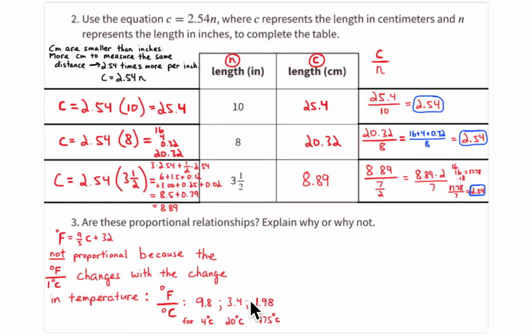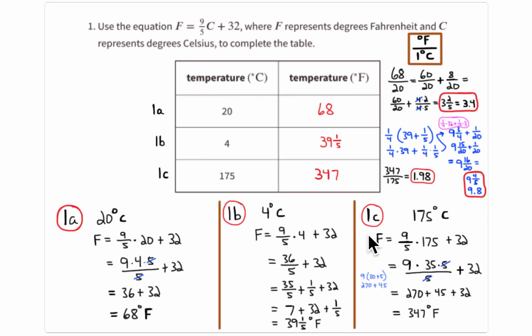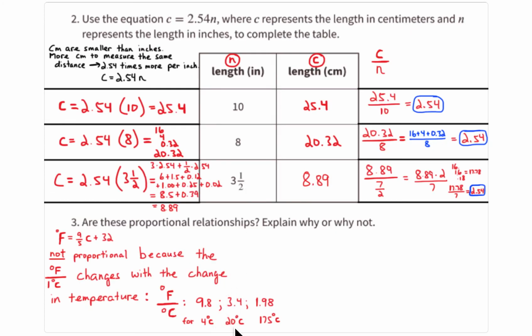So down on this next page, this is the next table. We're going to go through this, but at the bottom of that table, I wrote those 3 temperatures in order, 4, 20, and 175. So here's the 4, 20, 175. And here's the ratio of the number of degrees Fahrenheit to a degree Celsius. So this is 9 8/10 per degree Celsius, 3 4/10 per degree Celsius, and 1 98/100 per degree Celsius.